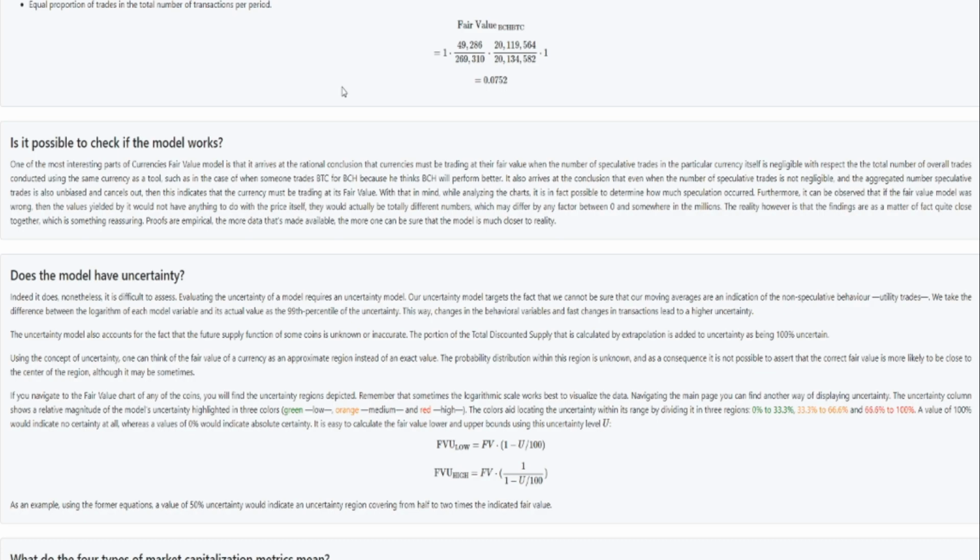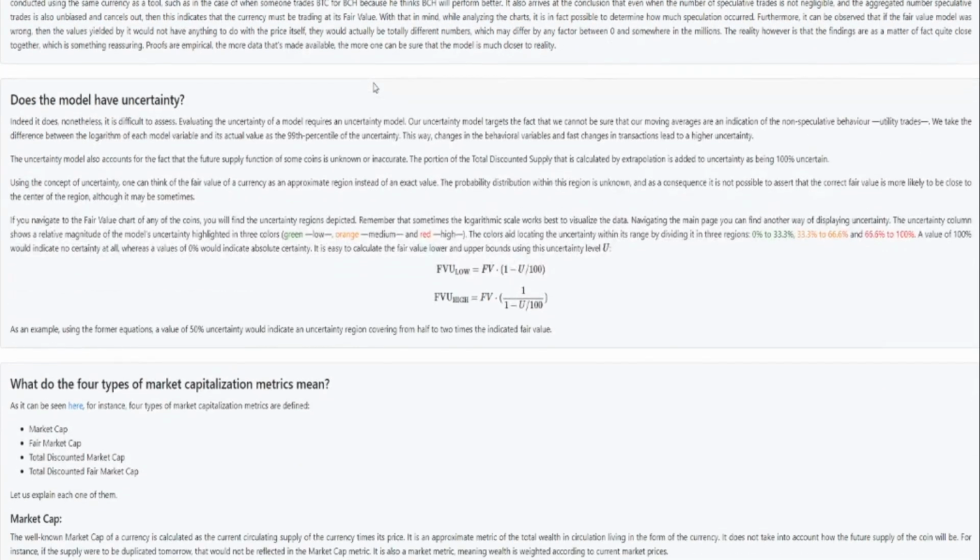Proofs are empirical. The more data that's made available, the more one can be sure that the model is much closer to reality. So when I read that, just as a normal person, I'm college educated, I've got a bachelor's degree, I'm still pretty confused by all of that. Does the model have uncertainty? This is where we say, well, there are some assumptions that have to be made, right?